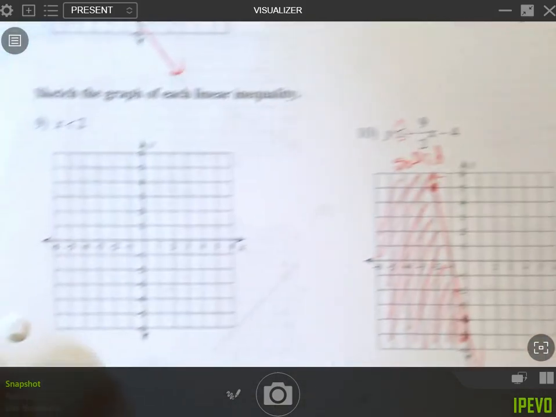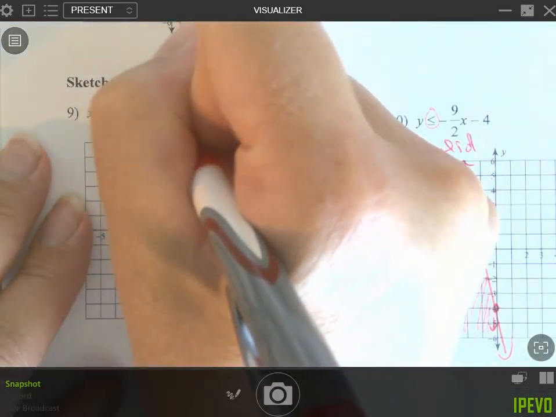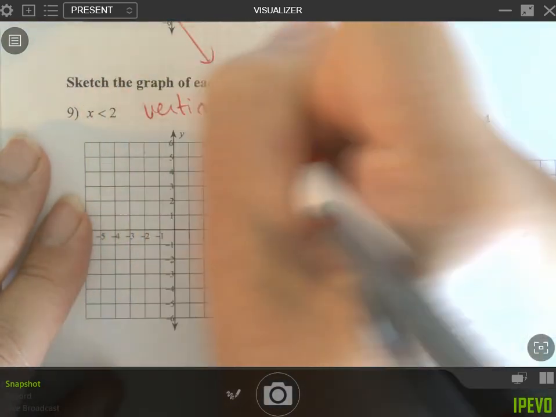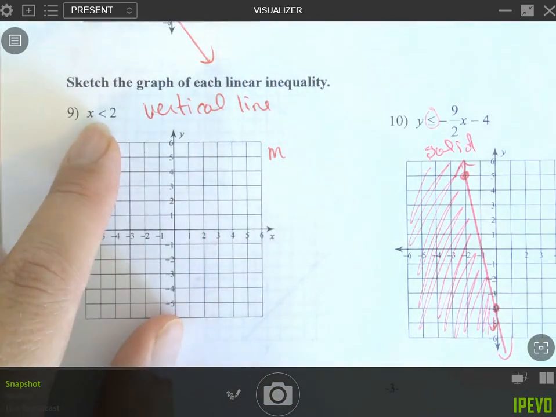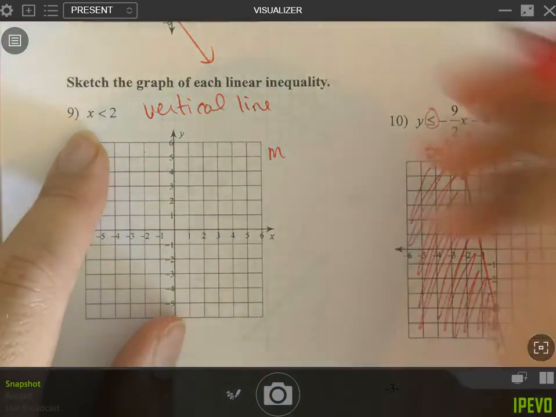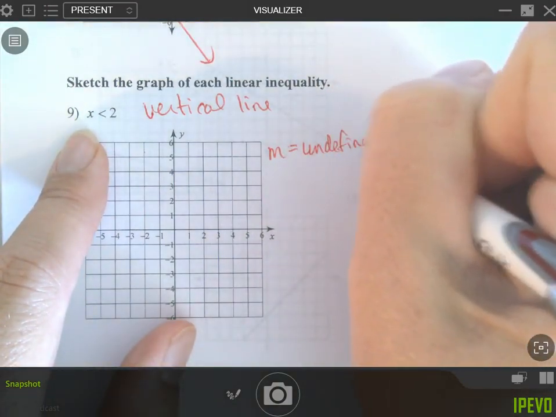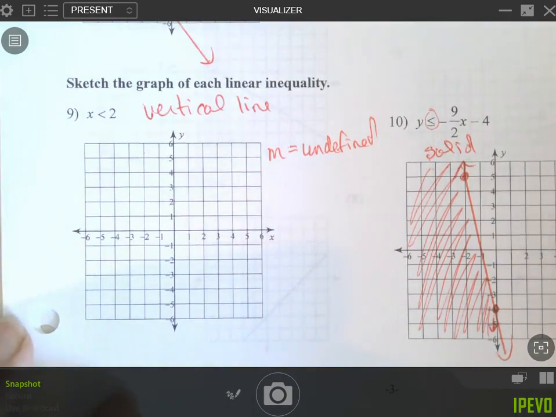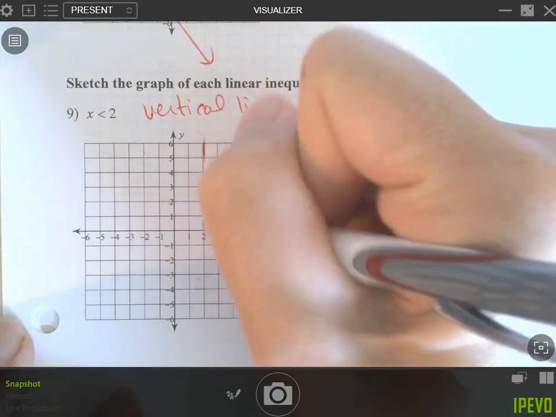All right, now this one doesn't even have a y anywhere, right? This one is going to be your vertical line. And what's the slope of every vertical line? Some people say no slope, because it's not y equals, but the term is undefined. If it's undefined, you're remembering it's cutting through the x-axis at 2. What kind of line? Dashed or solid? Because it's not equal to.